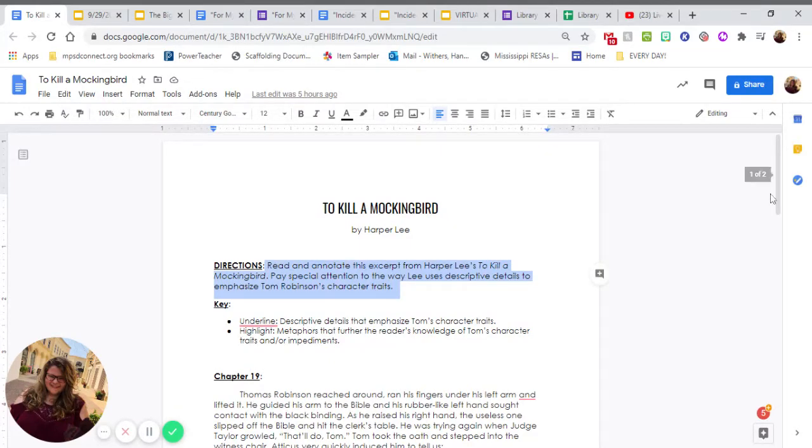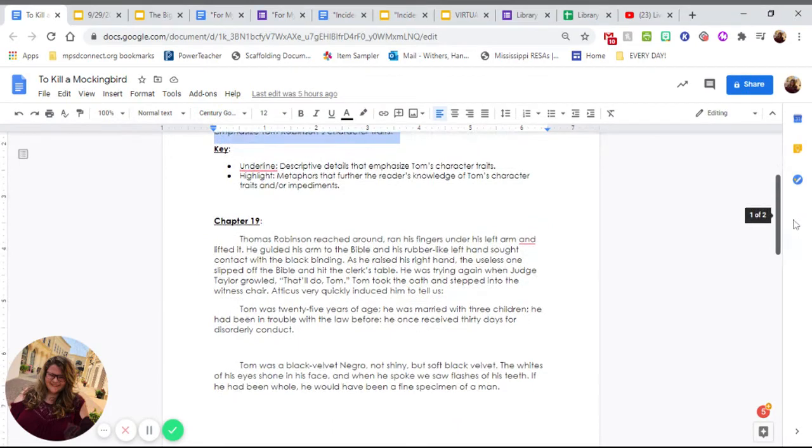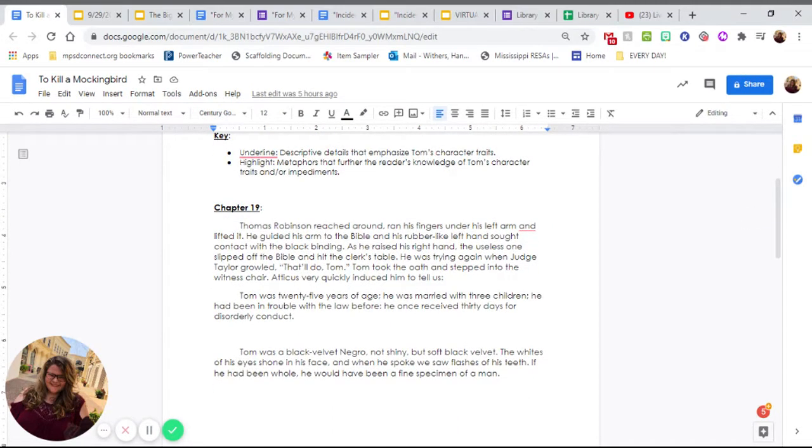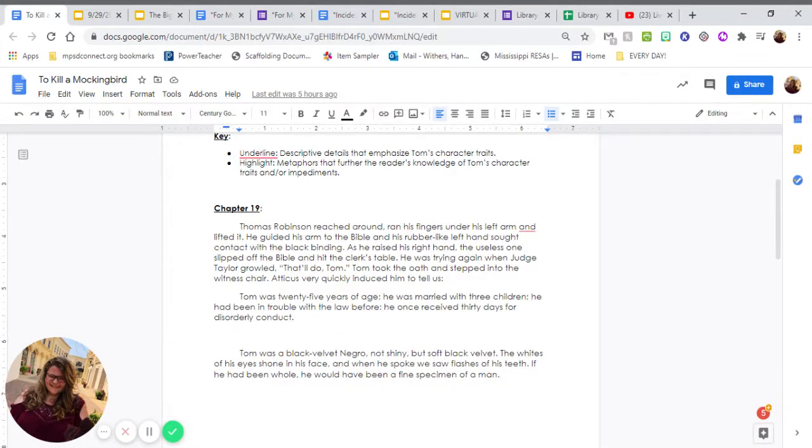Okay, so what we are going to do is I'm going to read this whole excerpt without writing on it. After I do that, then it will be time to go in and look at what we're going to underline, descriptive details, and we'll read it one more time, and then we'll look at metaphors finally in our last read. Okay, so first round, we're not going to touch it, we're not going to write on it.